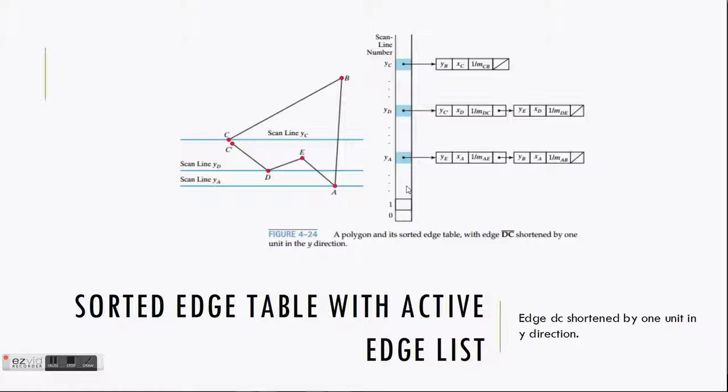This is how the table from step 2 of the scan fill algorithm looks. Here we can see a line YC just has one vertex or one entry. That is because it has just one vertex intersection. This one, C to B. Similarly, there are two entries for YD and YA as there are two intersections. We can also observe that DC is shortened by 1 unit and renamed to DC prime.